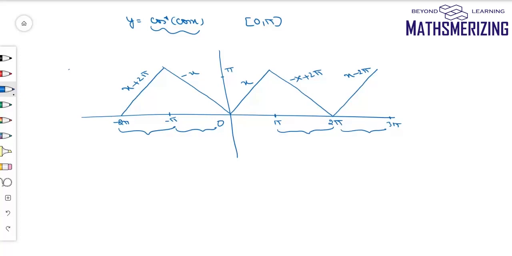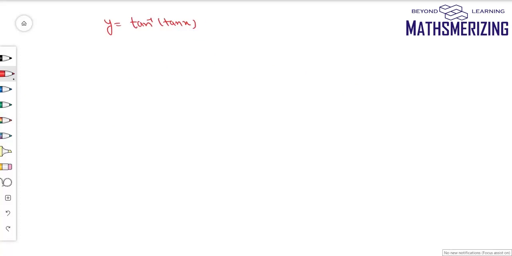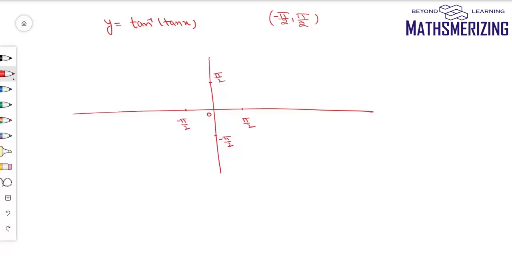Now we'll move on to tan inverse of tan x. For tan inverse x, the principal value ranges from minus pi by 2 to plus pi by 2. So I'll mark this interval on the x-axis and y-axis. Now in this given interval, tan inverse of tan x will simply be x. So I'll draw the y is equal to x line. And because minus pi by 2 and plus pi by 2 are not included, I'll draw open circles there.